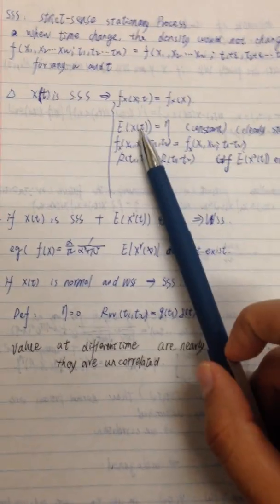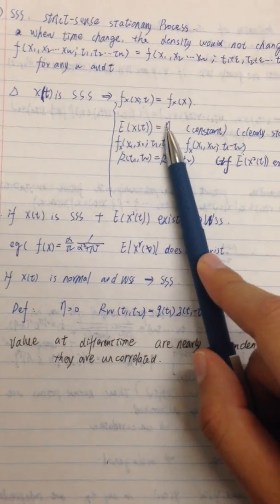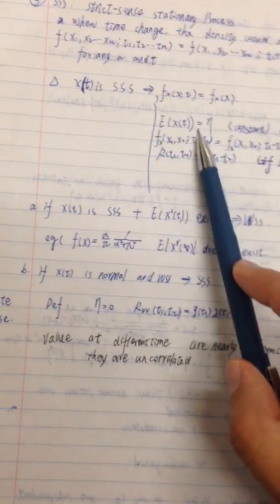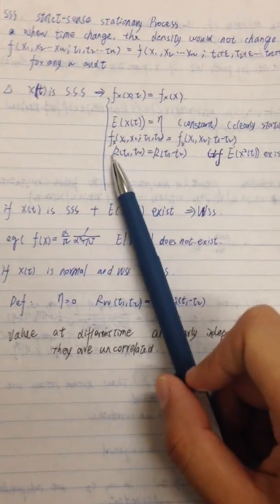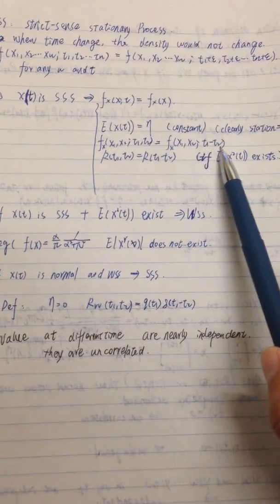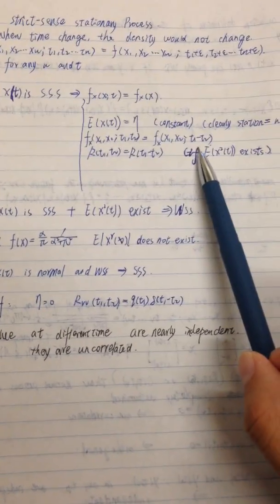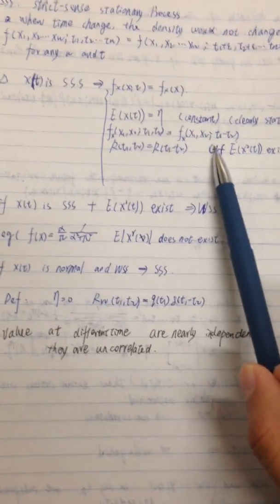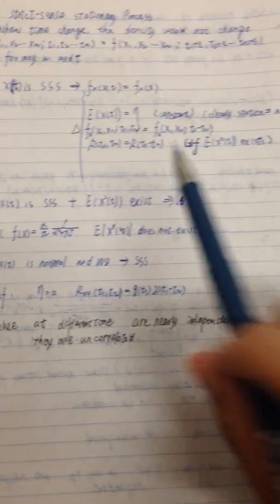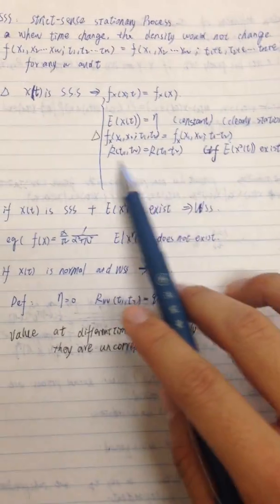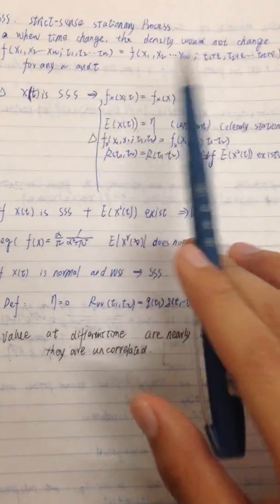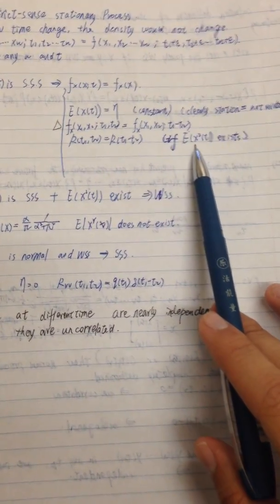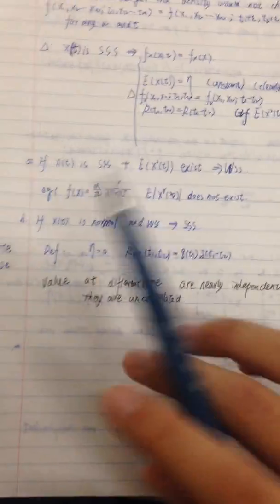See that, and the mean is equal to a constant, not a function of t. And for this one, it's just related to t1 minus t2. So it's not related to which time moment it is. It's just related to the time interval. And for the autocorrelation, it also should be the same as the WSS. And attention here that E of x squared should exist.